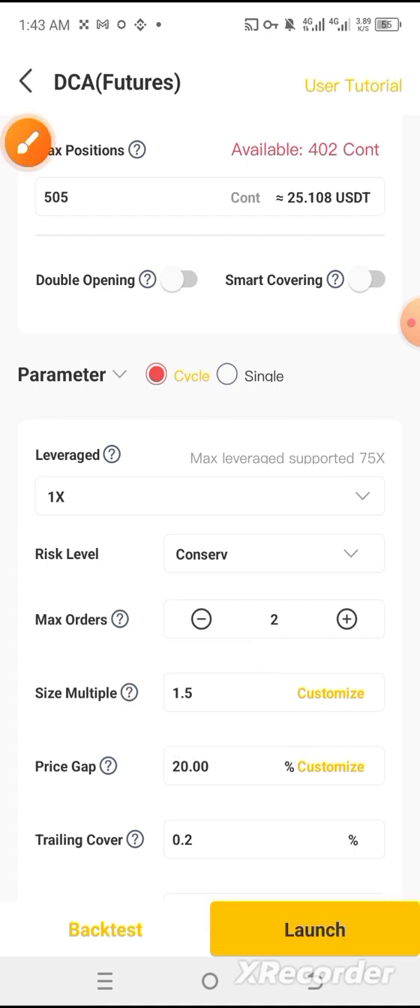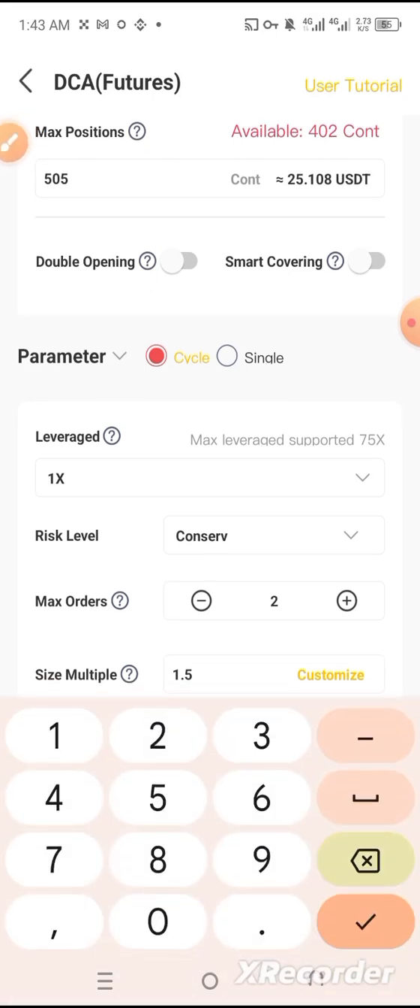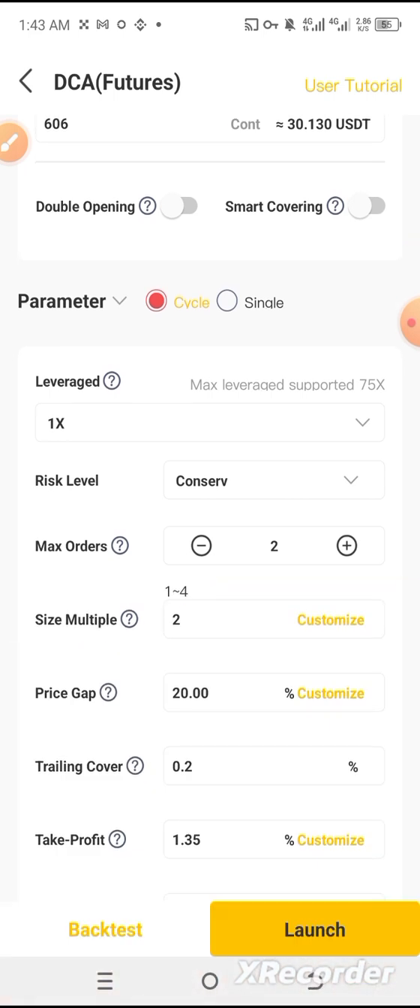But assuming I have good funds and assuming I want it to really buy, I always change this to 2 instead of 1.5. I change it to 2 so that it can really bring the average entry price down.